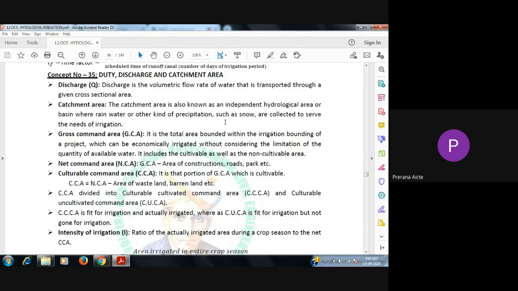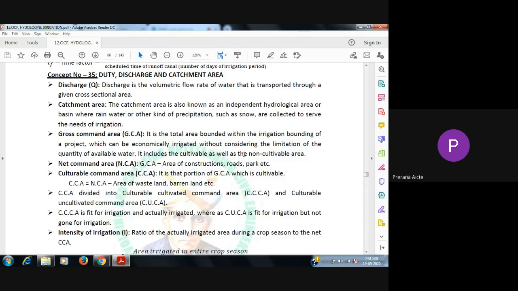A catchment area or basin is where rainwater or other precipitation such as snow is collected to serve the needs of irrigation. Then gross command area, GCA, is the total area bounded within the irrigation boundary of a project which can be economically irrigated without considering the limitation of the quantity of water available. It includes cultivable as well as non-cultivable area, irrigated or not irrigated.